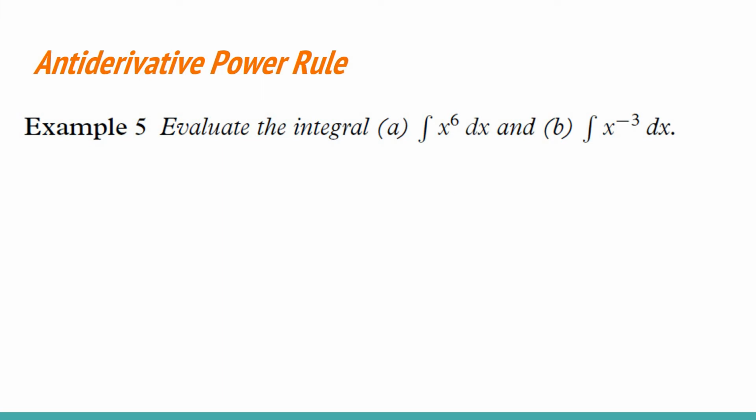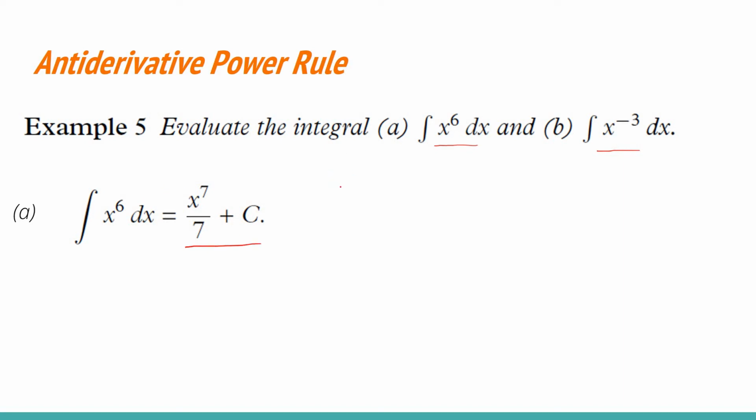Example: evaluate the integral of x raised to the power of 6 dx, and b, x raised to the power of negative 3 with respect to x. So find its integral. Number 1, the integral of x raised to the power of 6 dx equals x raised to the power of 7 divided by 7 plus c. So this is the answer.